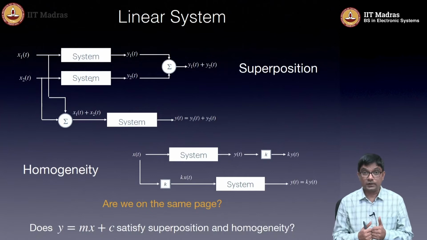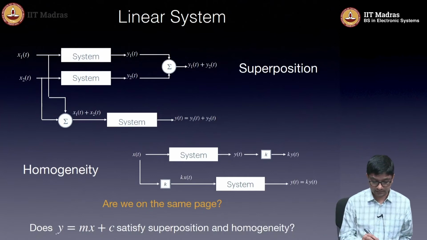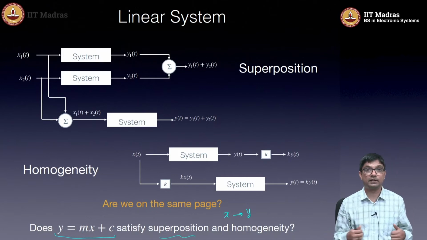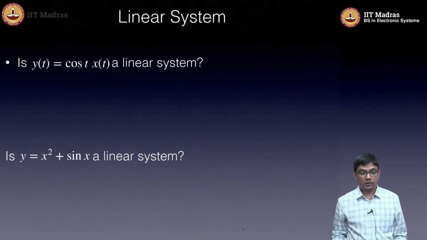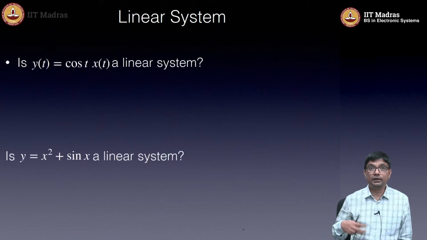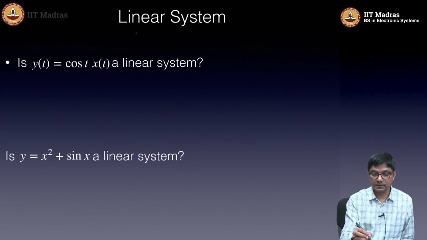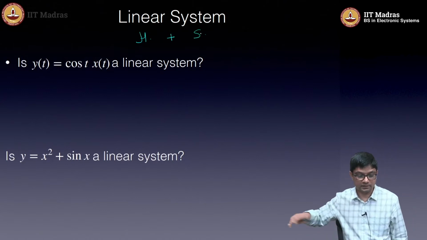Okay, question for you. I take some other system, y equal to mx plus c, an input-output relation from x to y. Does this satisfy superposition and homogeneity? Quickly check that. Now we said we had two things. So what is a linear system? It should satisfy homogeneity plus superposition. I'll just use some abbreviations here.